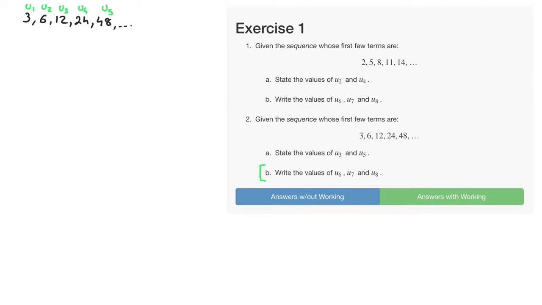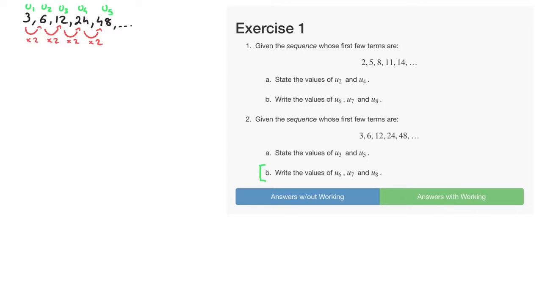On the other hand, after a bit of inspection, we see that from 3 to 6, we're multiplying by 2. Similarly, from 6 to 12, we're multiplying by 2. From 12 to 24, we're multiplying by 2. And from 24 to 48, we're multiplying by 2 again. This suggests that to get from one term to the next, we always multiply by 2.